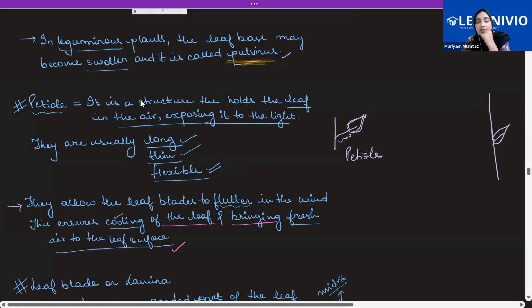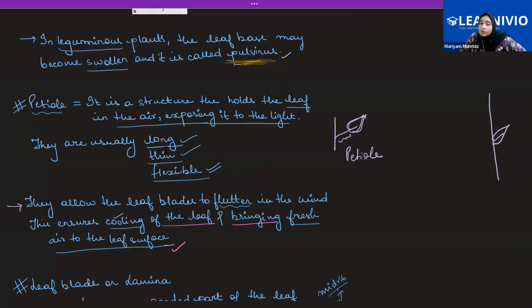Now talking about the petiole, it is a structure that holds the leaf in the air and exposes it to the sunlight. They are usually long, thin and flexible. Apart from that, you know that the leaves flutter in the wind and they don't bend and break. It's because of the presence of the petiole. So they allow the leaf blades to flutter in the wind. And why is it so important? It's important so that the leaf surface will be cooled down and fresh air could be brought to the leaf surface. Is it clear, students?